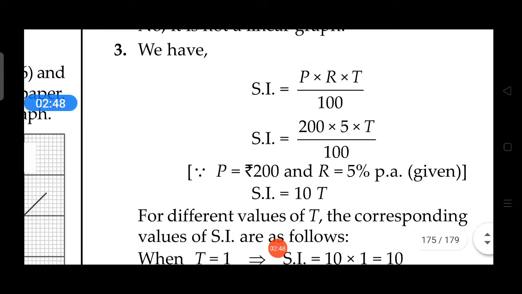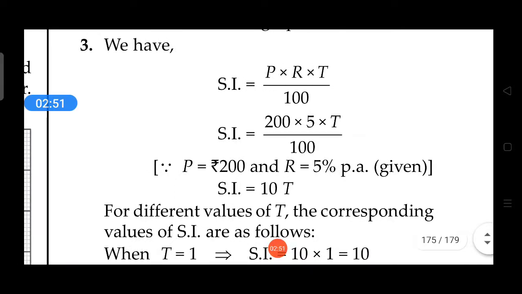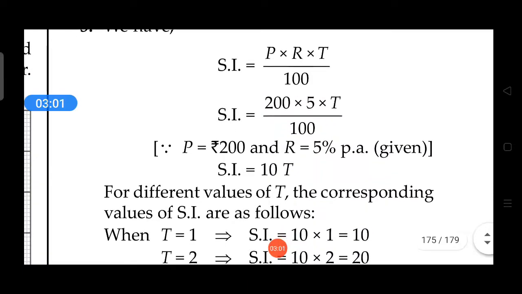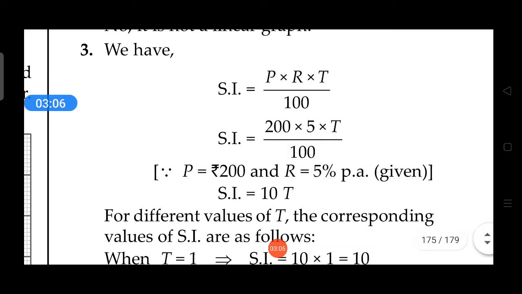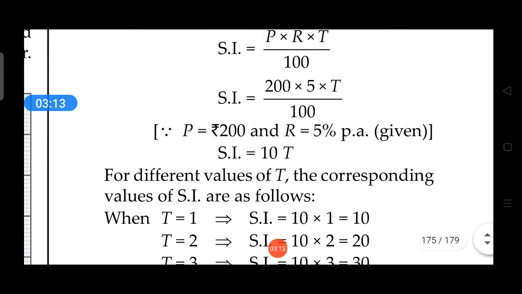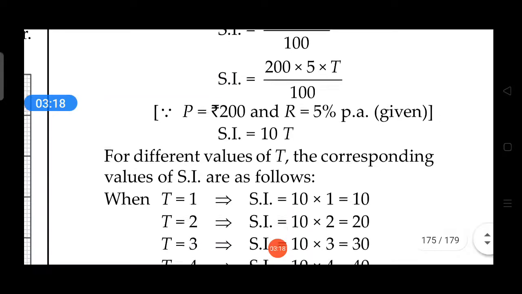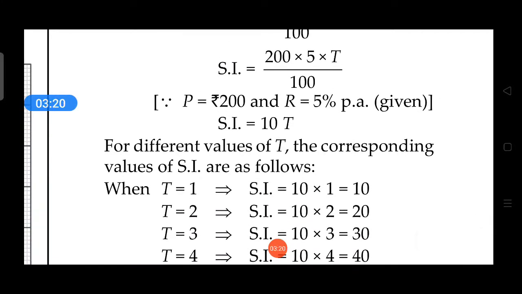Now question number 3. Draw a graph to represent the relation between time and the simple interest on the sum of rupees 200 at the rate of 5% per annum. So here we know that we have already studied in the chapter simple interest, SI is equal to PRT upon 100. So SI you will get, that is 200 into 5 into T divided by 100. So here SI we will get 10 T.